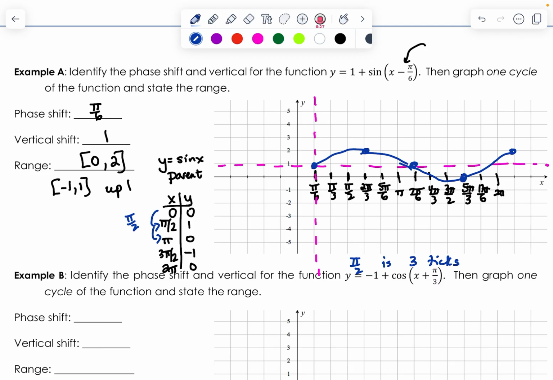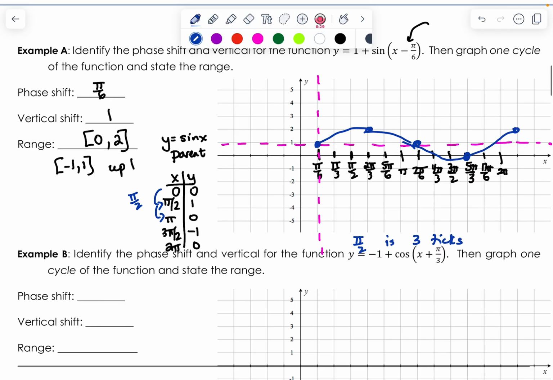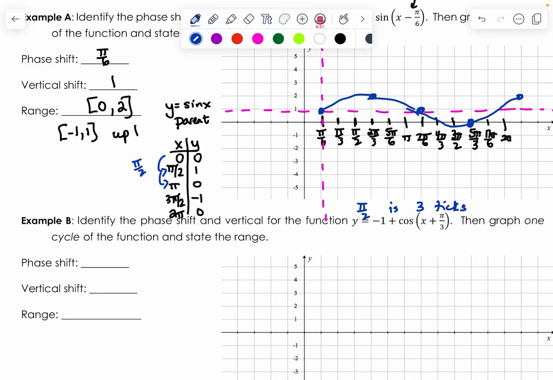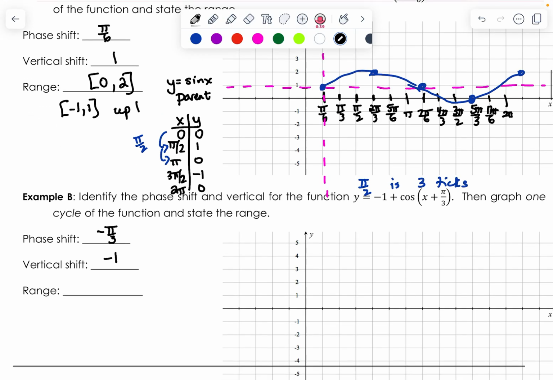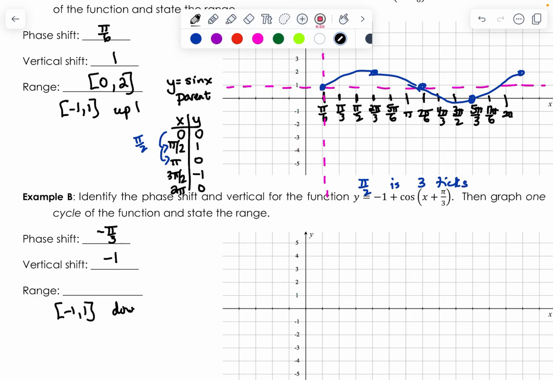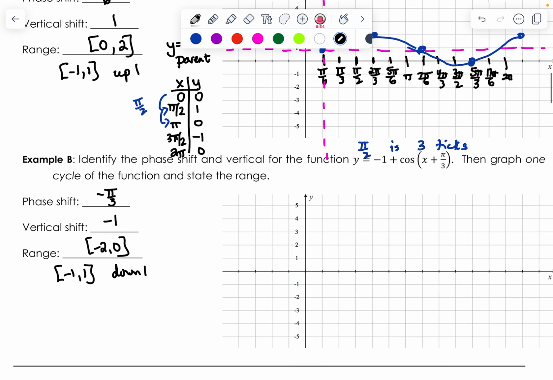All right, example B. So let's try another one. The phase shift is going to be negative pi over 3. The vertical shift is negative 1, so that's down 1. I know that cosine has a range of negative 1 to 1, but then I'm going to go down 1. So that's negative 2, comma 0.